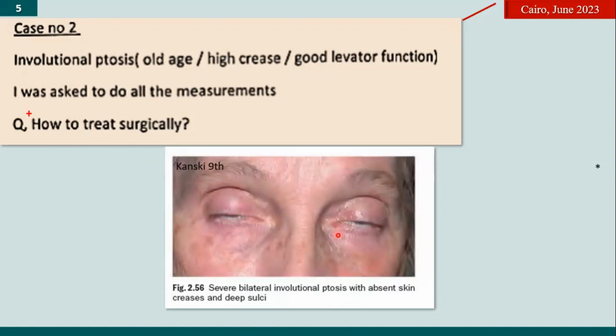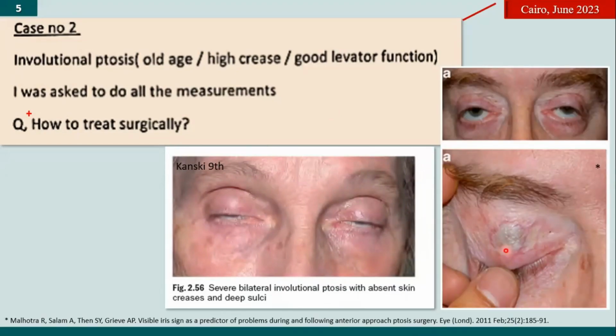So here, this is from Kanski 9th edition, because in some references they say usually it is mild to moderate, but sometimes the involutional ptosis is severe, like in this case, severe involutional ptosis with deep upper sulcus. Here, there is no crease. So we have variation. Sometimes we have one diagnosis but a variety of presentations. Sometimes in involutional ptosis we have a high crease, but in this photo we have an absent crease. There is no crease here. And you may also have thin skin. As you can see, you can visualize the cornea and the iris behind the eyelid.